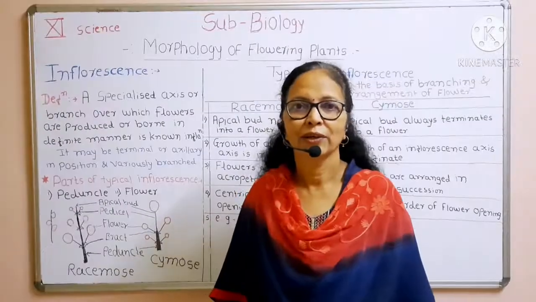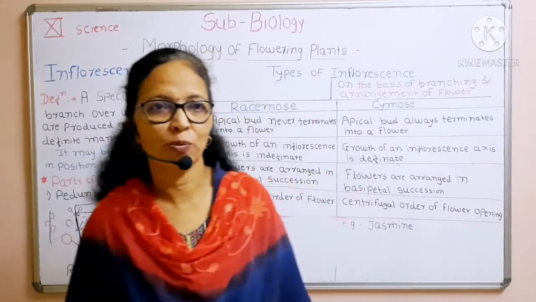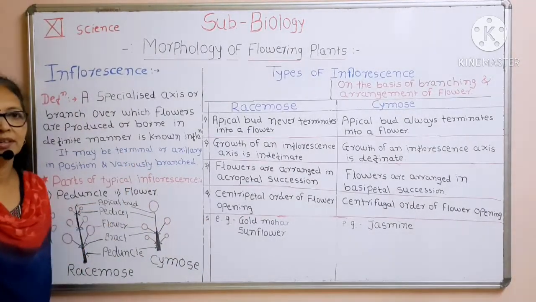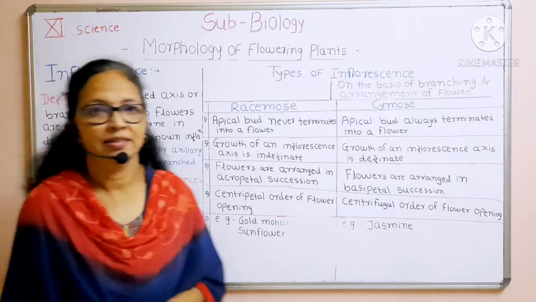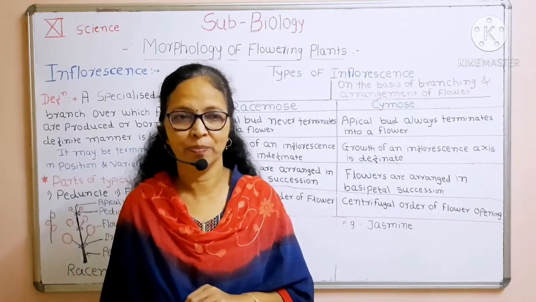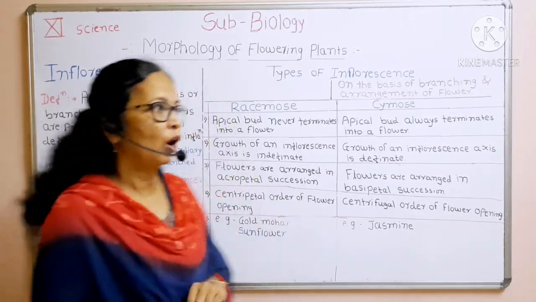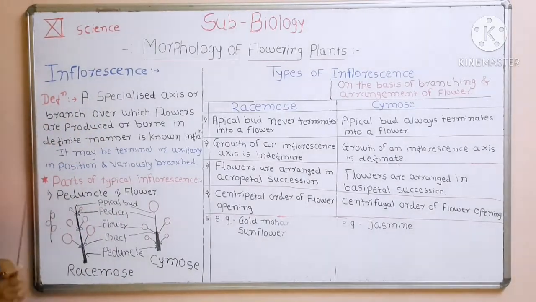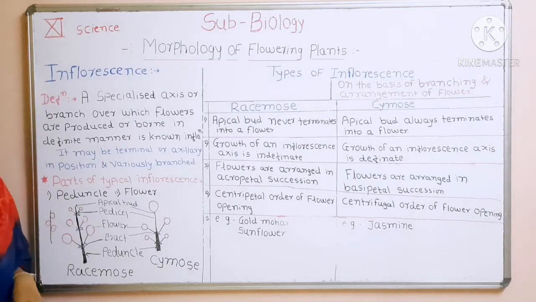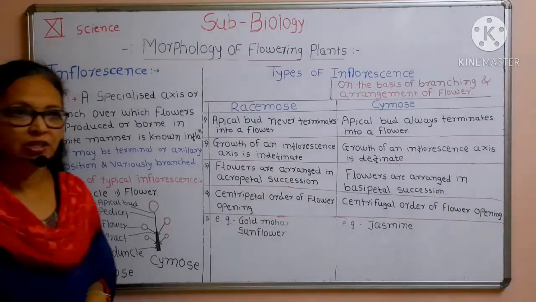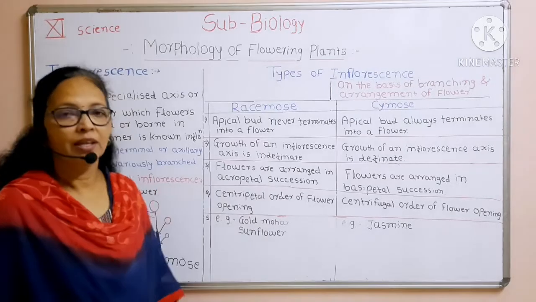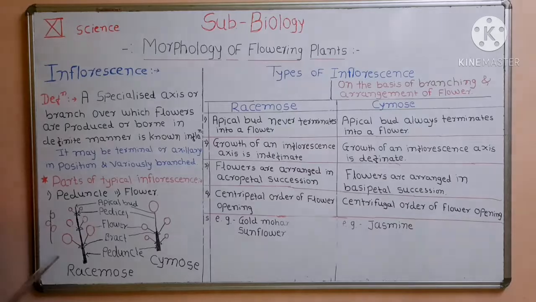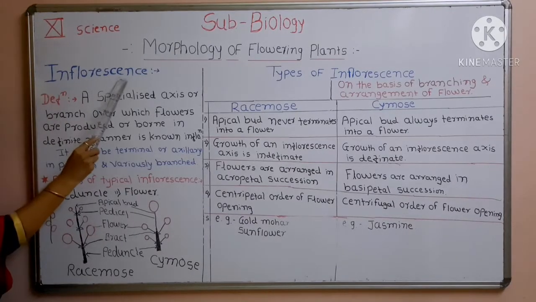Hello friends, today we take the information about inflorescence. So in some plants, the flowers are developed singly on the terminal part or the axil of the reproductive branch. But in some plants, the flowers are developed in a group, and this is called an inflorescence.